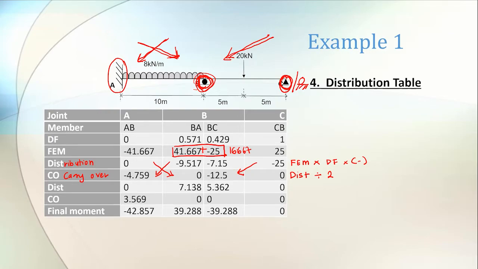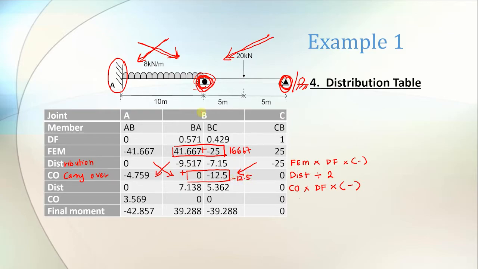Kita akan repeat these steps up until kita dapat 0. Selagi tak dapat 0, tak boleh habiskan lagi. The next distribution, kita tak ambil FEM lah. Kita akan ambil value carry over ni pula, times with DF and times negative. So negative 4.759 times 0 times negative, so it becomes 0. And this one you have to tambah dia dulu. Bila you tambah dia, tetap negatif 12.5.